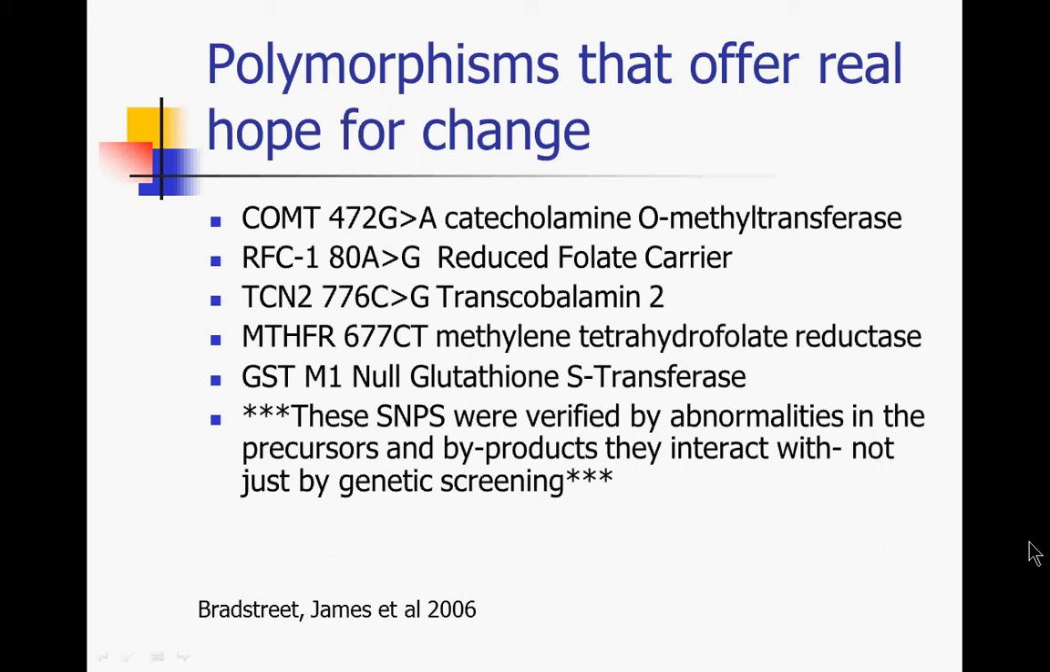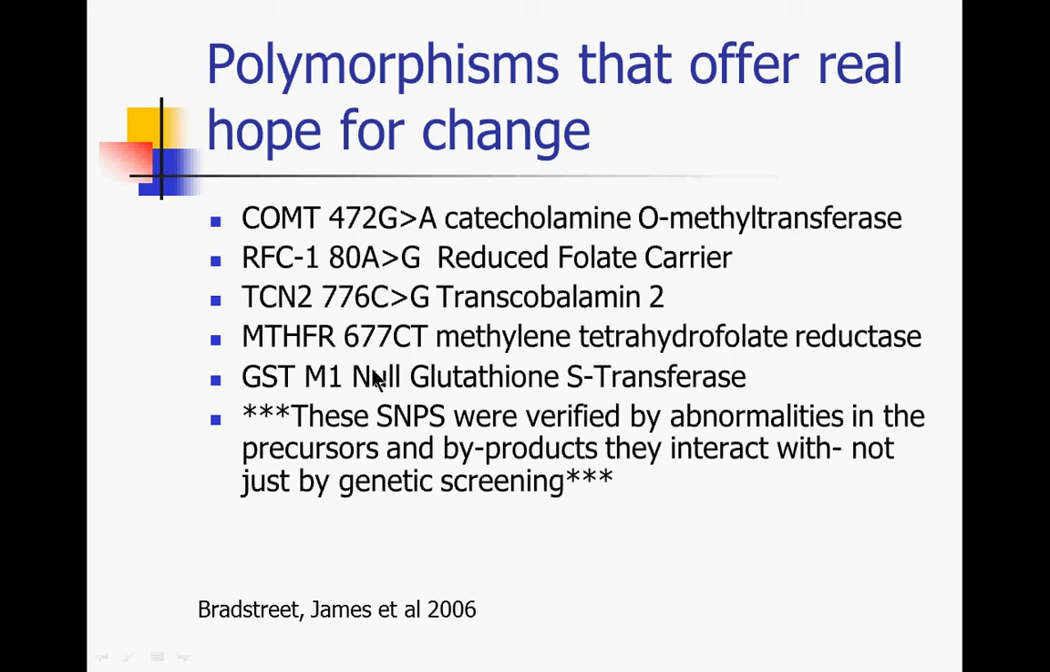So not only were these polymorphisms found very highly in children on the autistic spectrum, they also were verified by what's known as the abnormalities produced by their precursors and byproducts. So this COMT enzyme, if it's not working, you're going to get a buildup of the products before it and a decrease in the byproducts after it, right? So we have a product going into the COMT enzyme, and the COMT enzyme changes it and gives a byproduct. Well, if the COMT enzyme is found to be abnormal, we should find high precursors and low byproducts, which is exactly what they found on all of these genes.